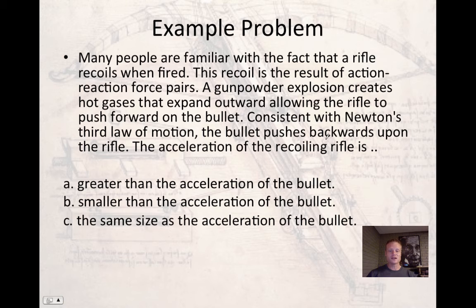The acceleration of the recoiling rifle is: A, greater than the acceleration of the bullet, B, smaller than the acceleration of the bullet, or C, the same size as the acceleration of the bullet. Now notice in all these questions I'm asking about the acceleration, not the force. The answer is B. The acceleration of the rifle itself is much smaller than the acceleration of the bullet, and the reason is the rifle is considerably heavier than the bullet is.